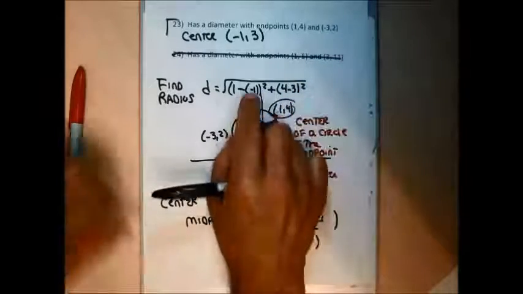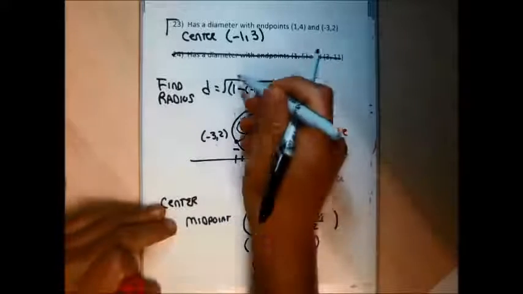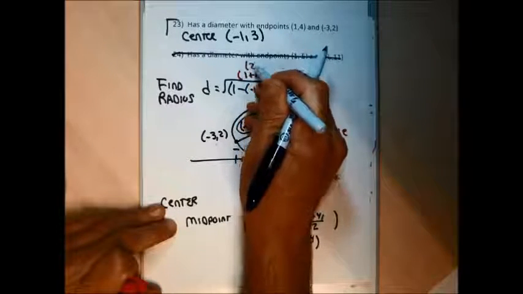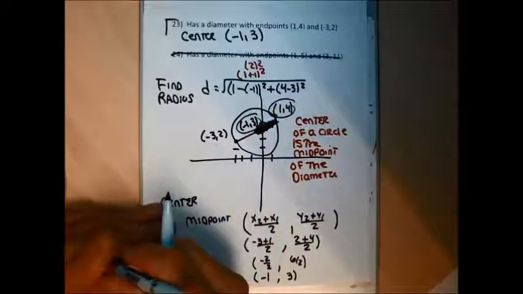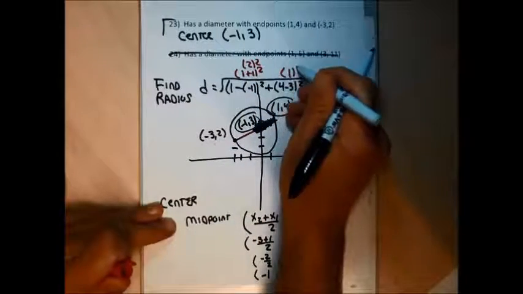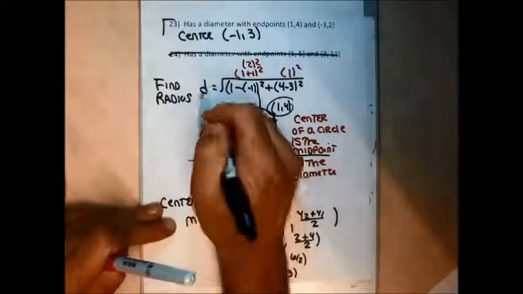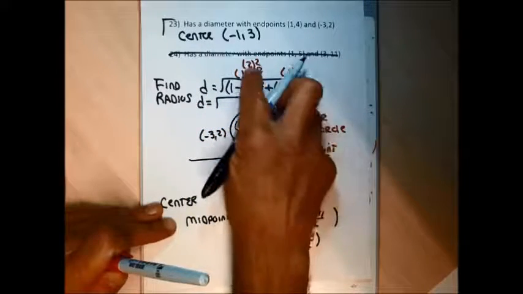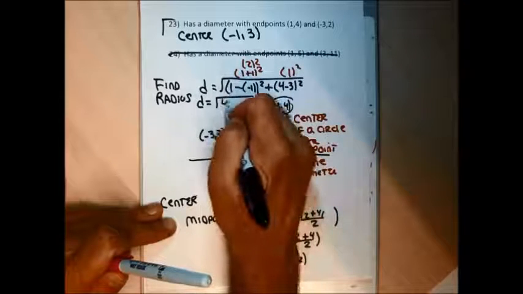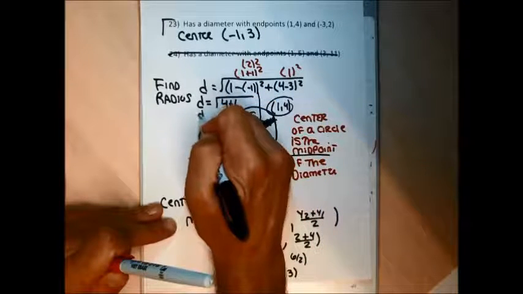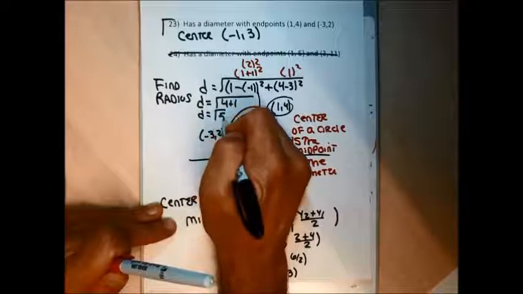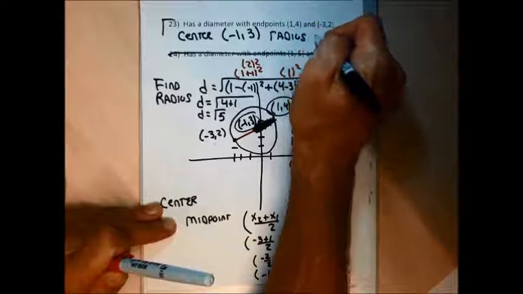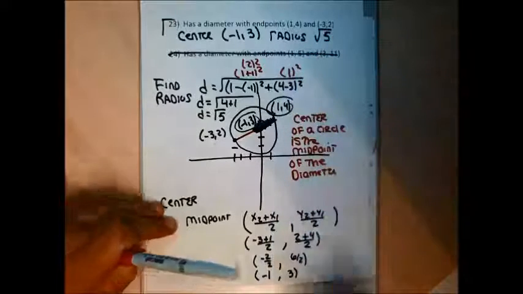In this parentheses, I have a double negative. I'm going to make that 1 plus 1 squared, which is 2 squared, which is going to be 4. And in this parentheses, I'm going to get 1 squared, which is going to be 1. So the distance, which is the radius, is going to be 4 plus 1, which is the square root of 5. So the radius is that distance, and it's the square root of 5 units.